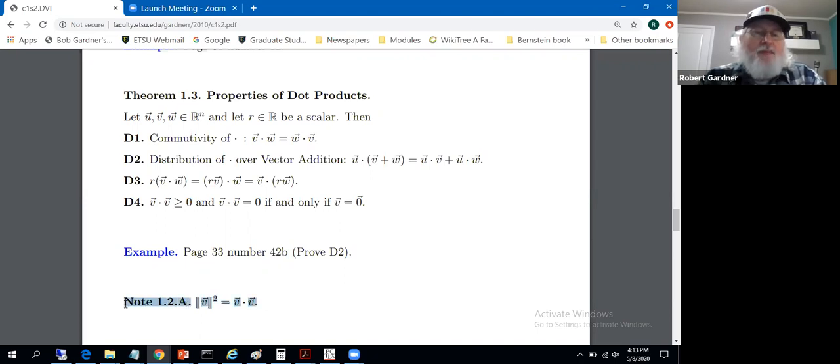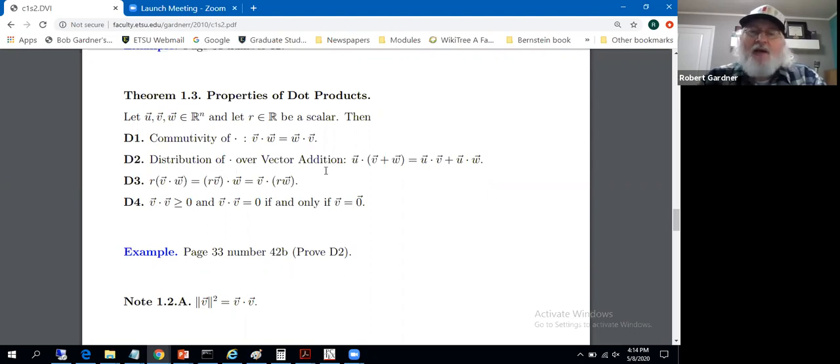This we will make great use of. I've labeled it here, note 1.2.a. So if you see things labeled with letters like this, I did it, the book didn't, and I did it because we're going to need it later. So we'll be referring back to note 1.2.a. I can calculate norms using dot products as given here. Well, norms squared.